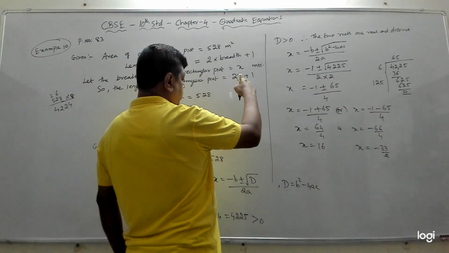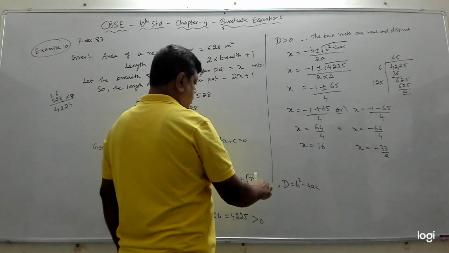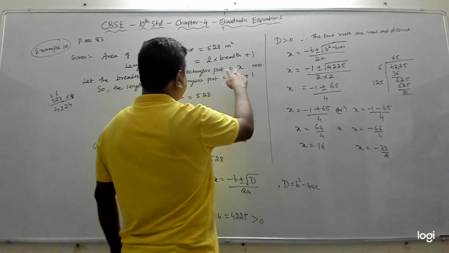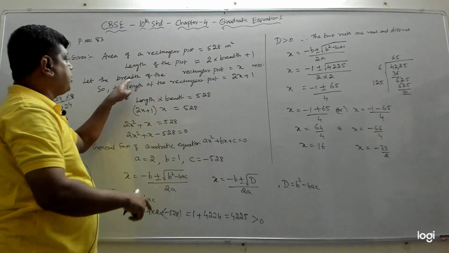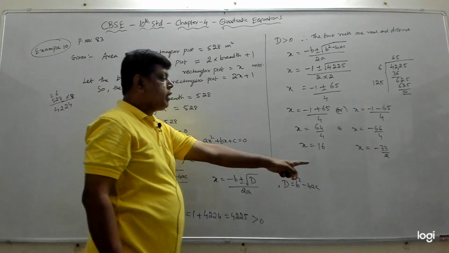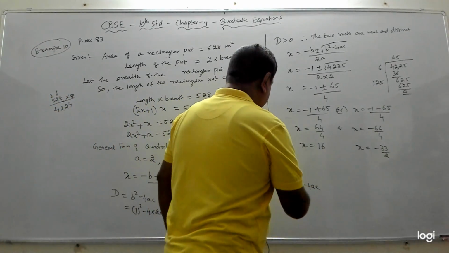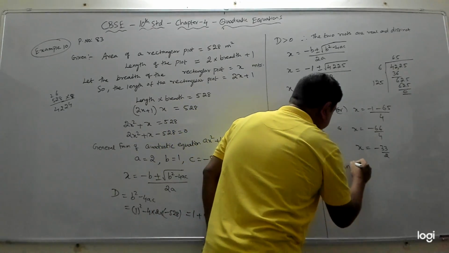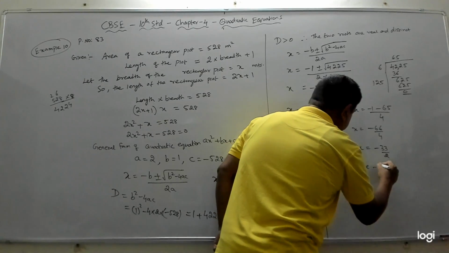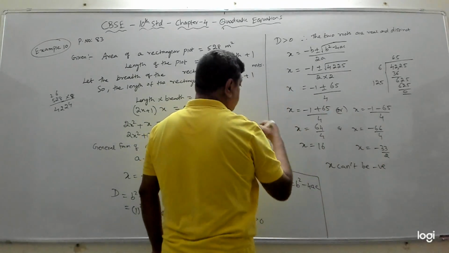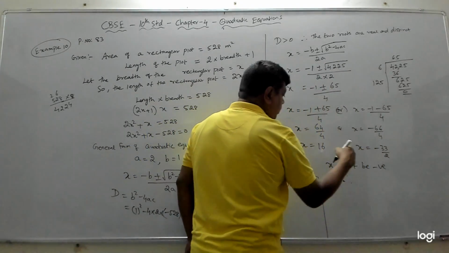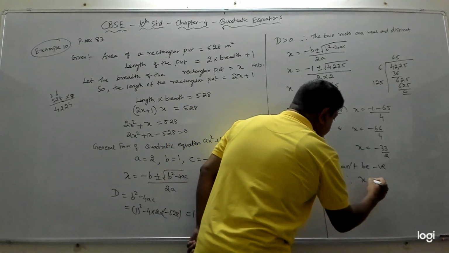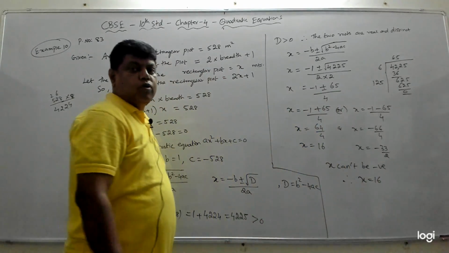But we know x is what? X is the breadth of the rectangular plot. So it cannot be negative. We'll say x cannot be negative because x is the breadth. Therefore, we cannot take this value. We have to take only this value. Therefore, x is equal to 16.